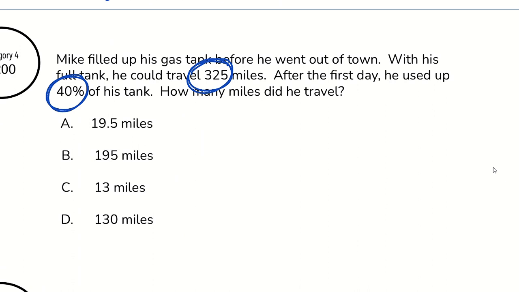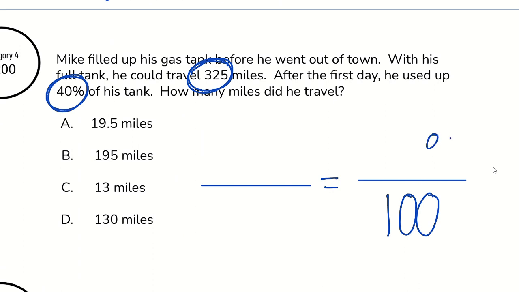I saw the percent and then the number, and so I was thinking line equals line, or fraction bar equals fraction bar. I was looking around the room and saw that anchor chart. Put the 100 in that bottom corner. Percent always goes on top. What's the percent? It was with the percent sign. It's a 40. That one's easy to spot.